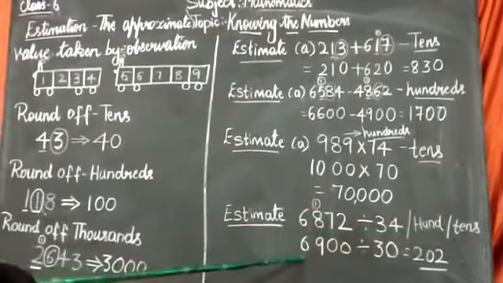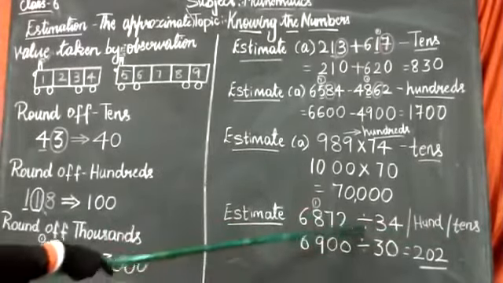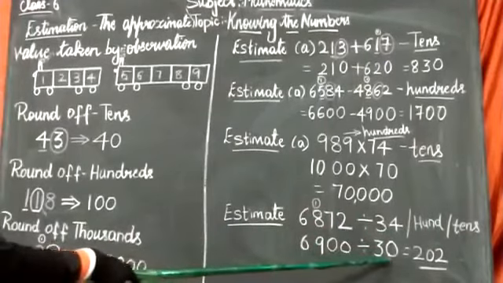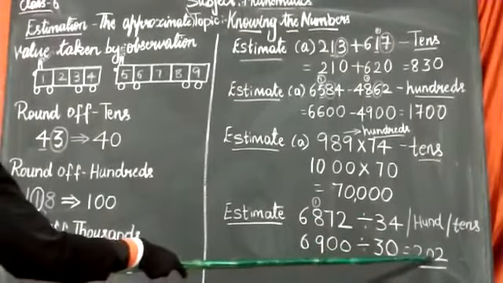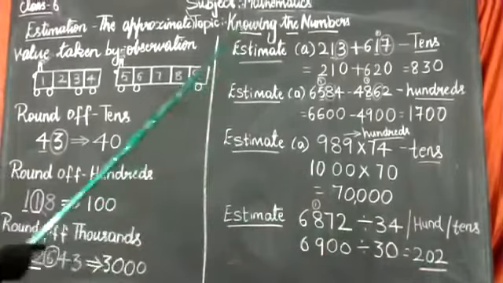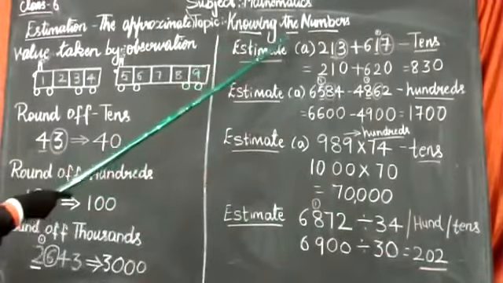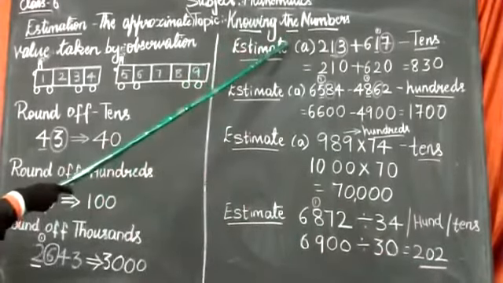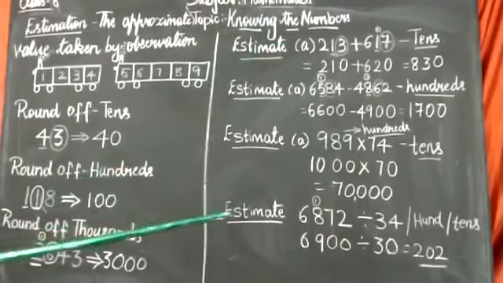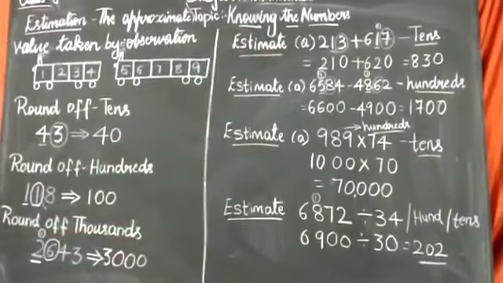So here we are getting 6,900 divided by 30. We will get the answer 202. So did you get, students, how to do estimation? Please do the exercises. Jazakallahu khair.